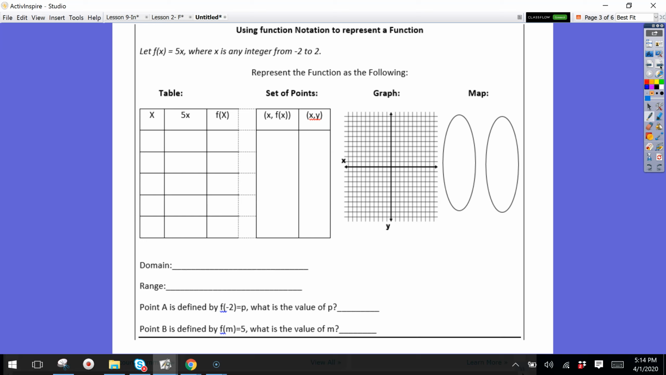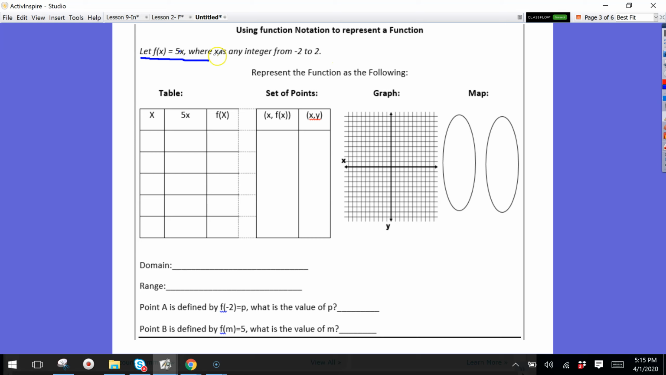Okay, so now let's use this function notation to create multiple forms of representation for this function. Right now we have a rule for this function, a rule that's going to get us all of our y values. It's saying that f of x is equal to 5x. So this is basically saying that in order to get my y, I have to multiply x by 5. And every time you multiply a different number by 5, we're obviously going to get a different number. So this is going to be a nice function.